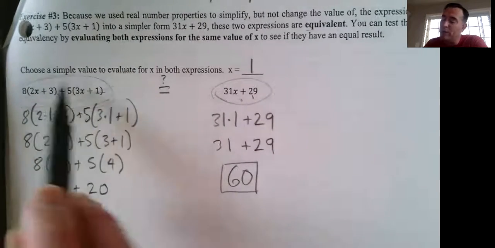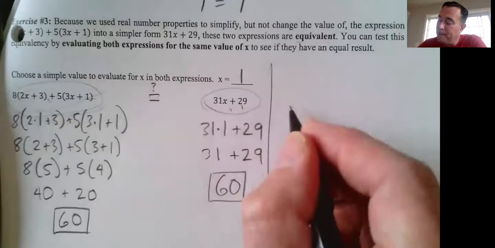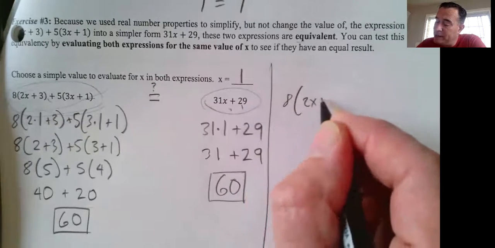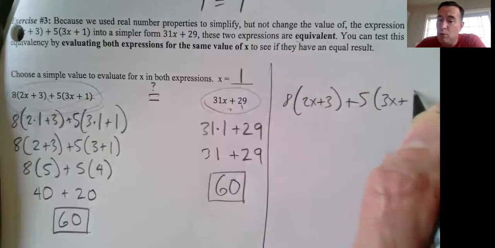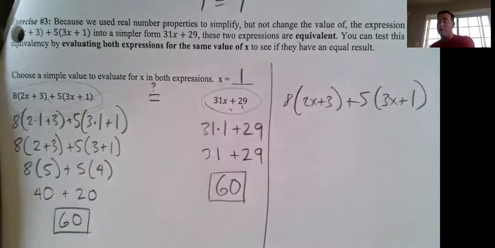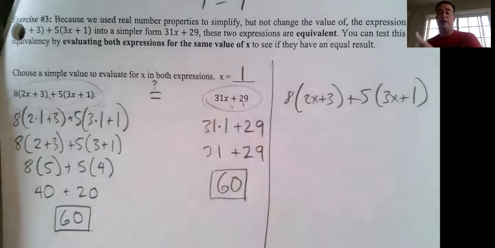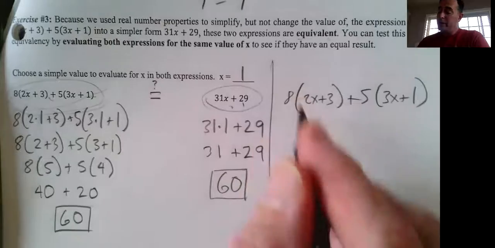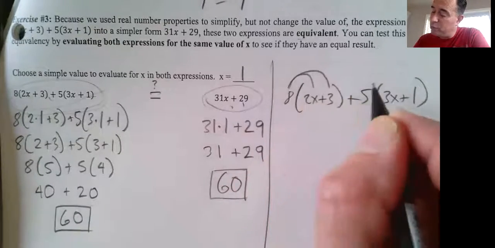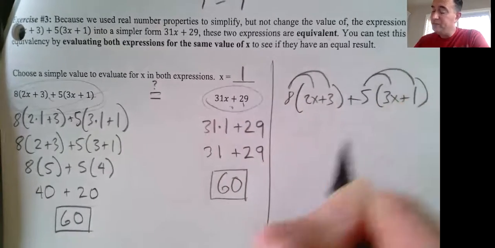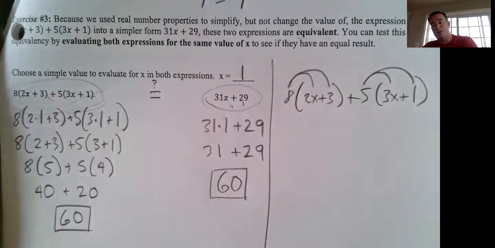And so I'm going to rewrite this expression over here. 8 times 2x plus 3 plus 5 times 3x plus 1. And we're just going to go through some rules. If I can make it to 31x plus 29, we rock and roll. We're good to go. So I've got parentheses here. My first step is going to have to be to distribute in both cases because I've got a number on the outside of parentheses. It's what I've got to do.